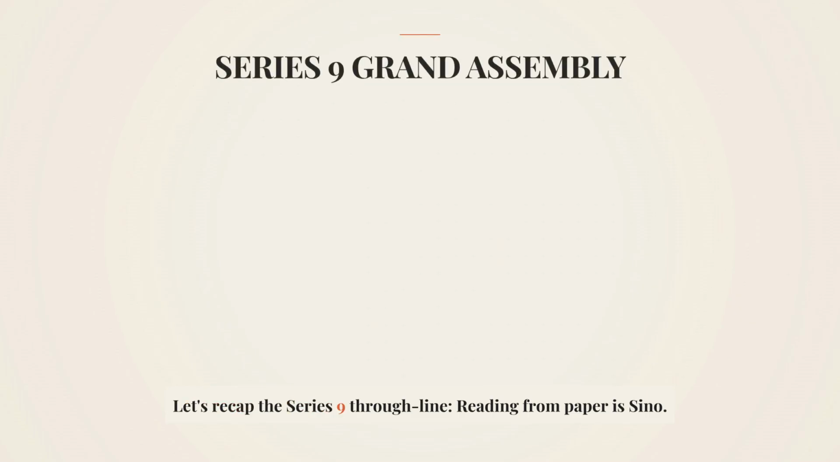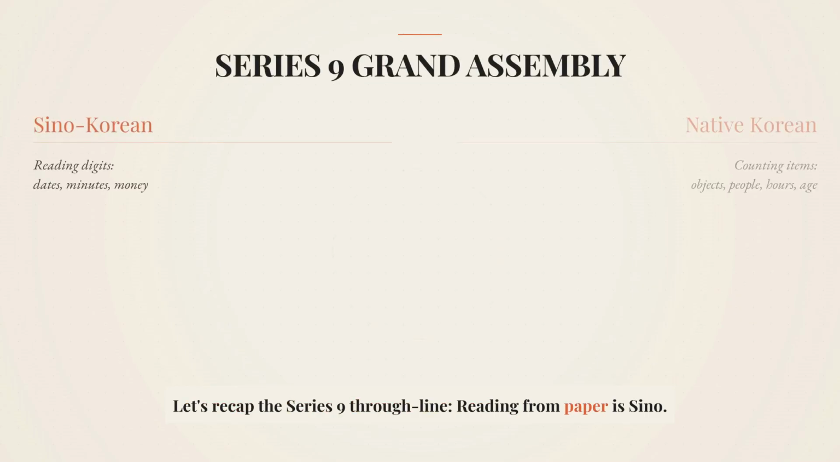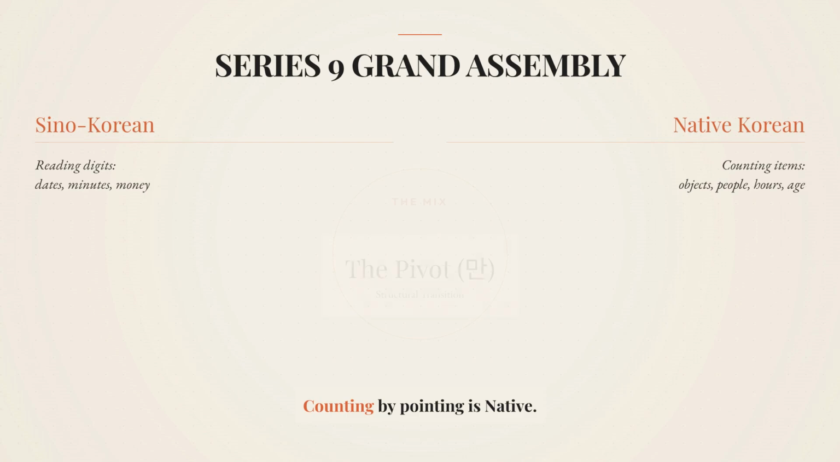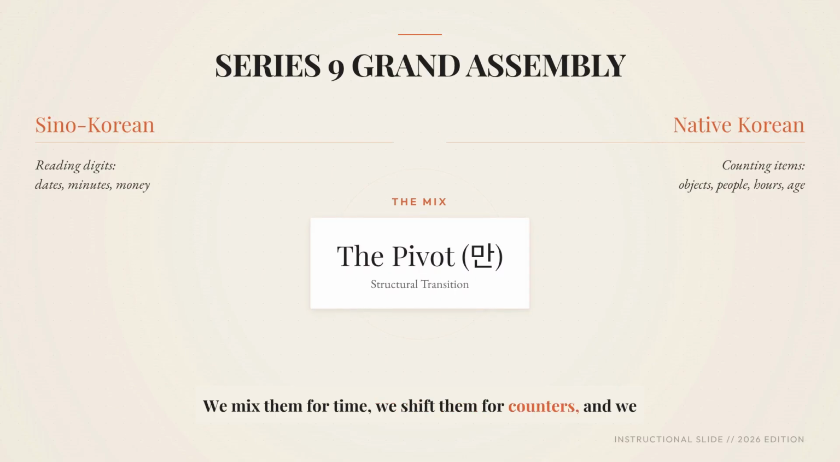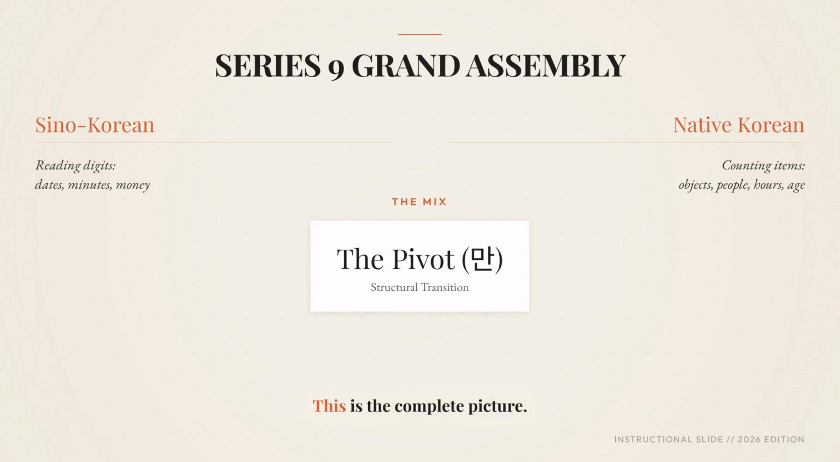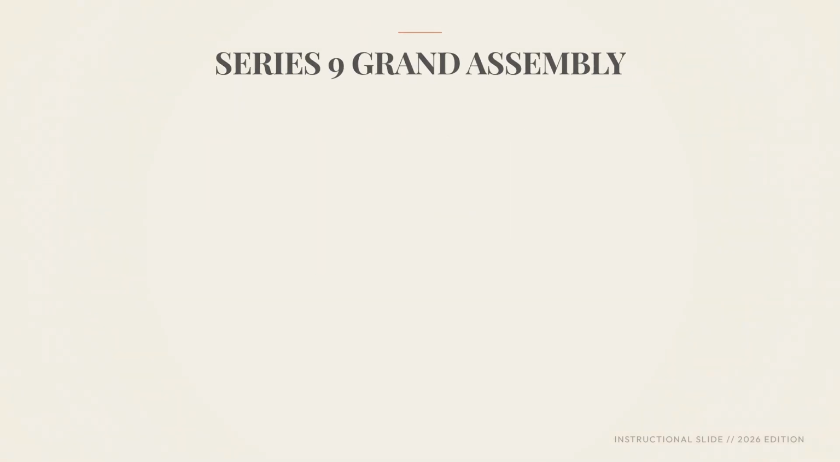Let's recap the Series 9 through line. Reading from paper is Sino. Counting by pointing is native. We mix them for time, we shift them for counters, and we regroup them at man for money. This is the complete picture.